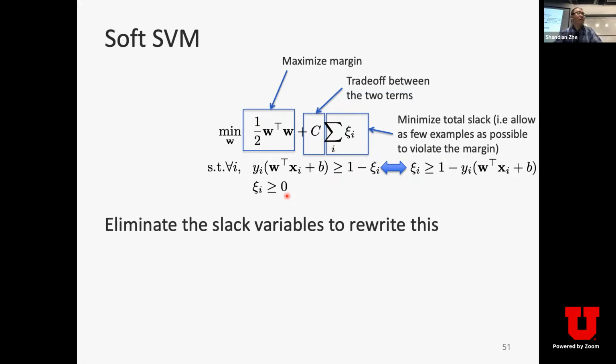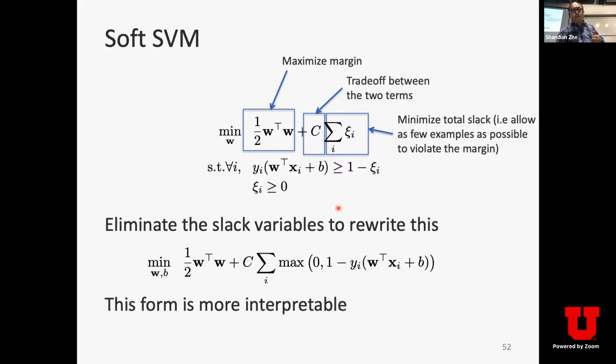Yes, exactly. Because ξ must satisfy these constraints, the minimum value ξ can take, while simultaneously satisfying both constraints, is not the minimum but the maximum between 0 and 1 minus the function margin. This is the minimum value ξ can take because you have to make sure that ξ satisfies both constraints. And in that case, you can just substitute ξ with its minimum value in the objective function.